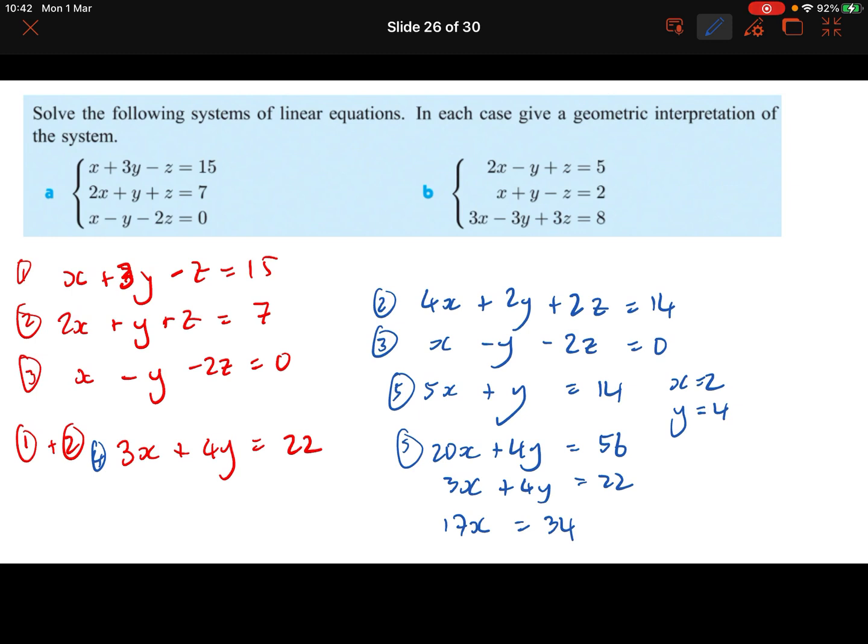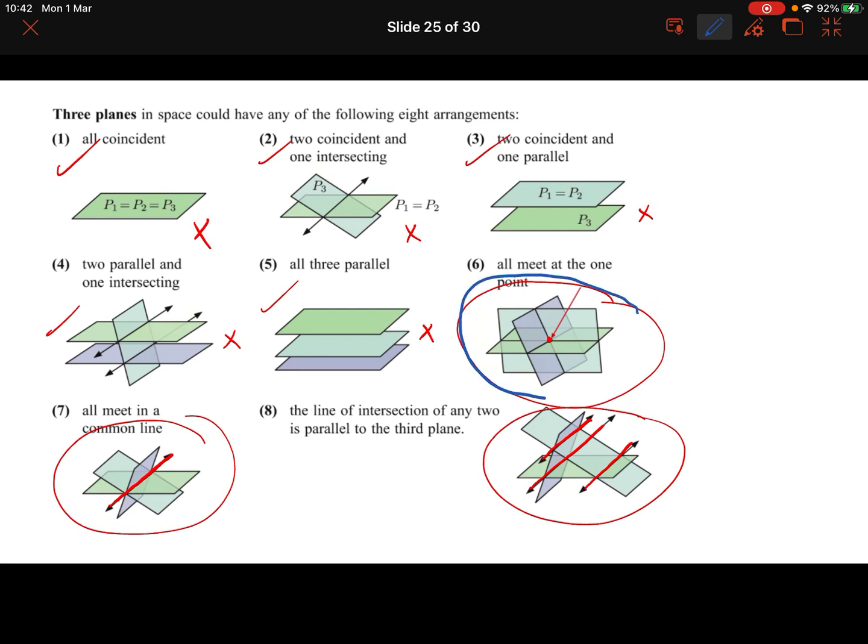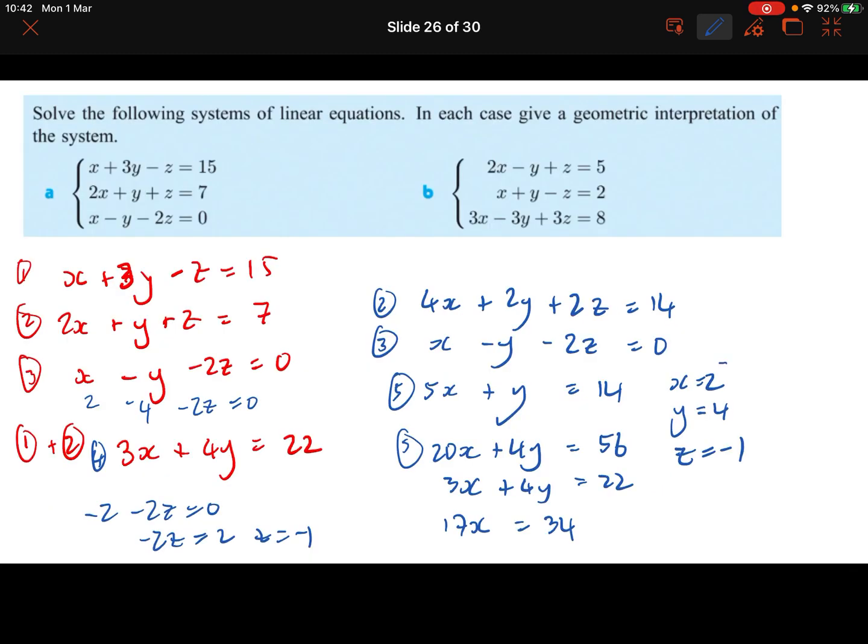And now sub in again. We've got here 2 minus 4 minus 2z equals 0. So negative 2 minus 2z equals 0. Minus 2z equals 2. Z must be equal to negative 1. So this system of equations had a solution, which means that all three planes must be meeting at a single point, okay? And this is the point at which they meet, (2, 4, minus 1). Hope that makes sense.